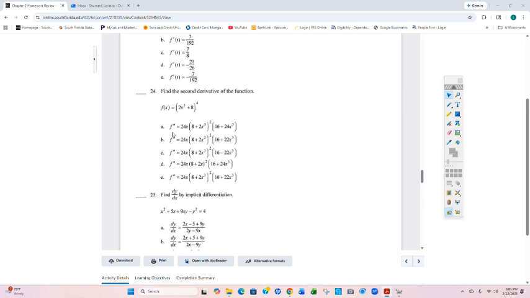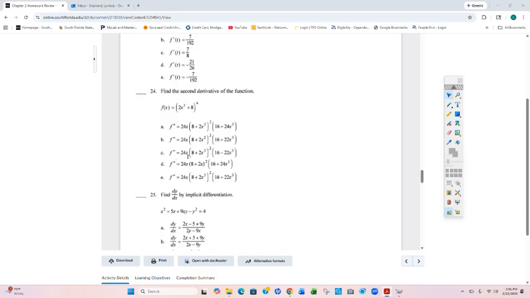A, f double prime of x equals 24x times, in parentheses, 8 plus 2x cubed, all of that to the 2nd power, times, in parentheses, 16 plus 24x cubed. B, f double prime of x equals 24x times, in parentheses, 8 plus 2x squared, all of that to the 2nd power, times, in parentheses, 16 plus 22x cubed.